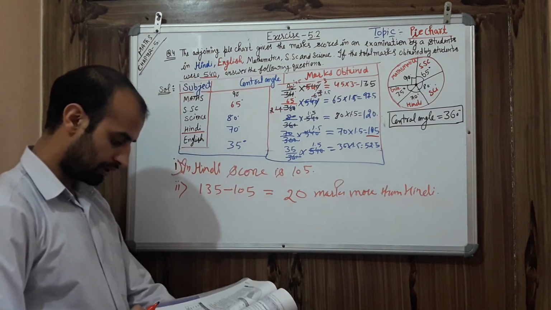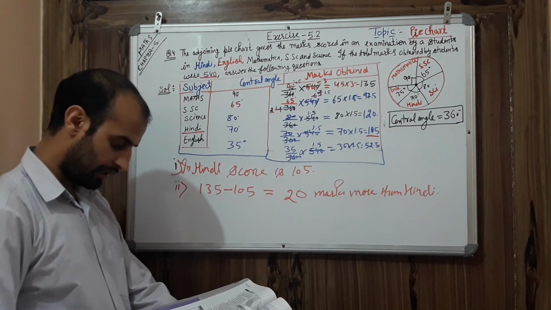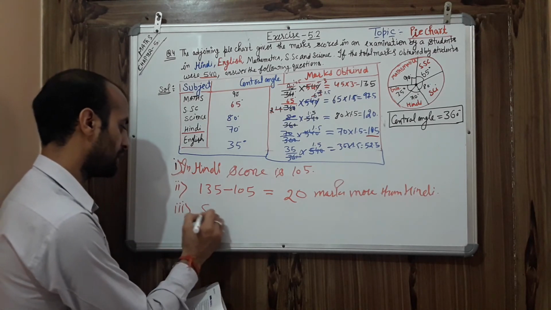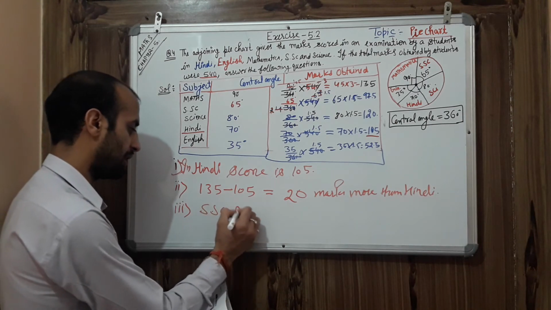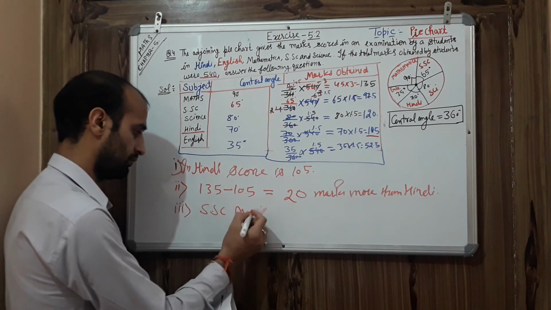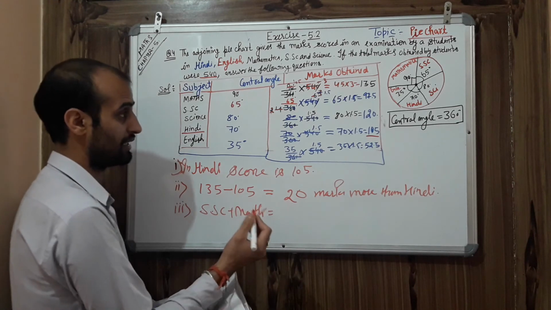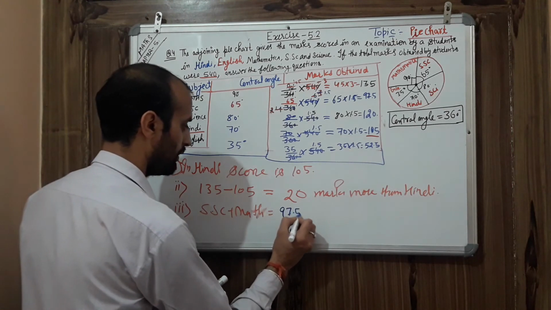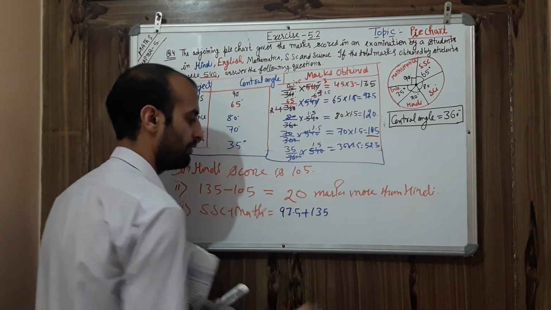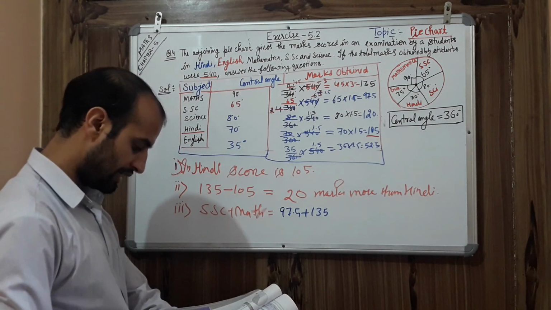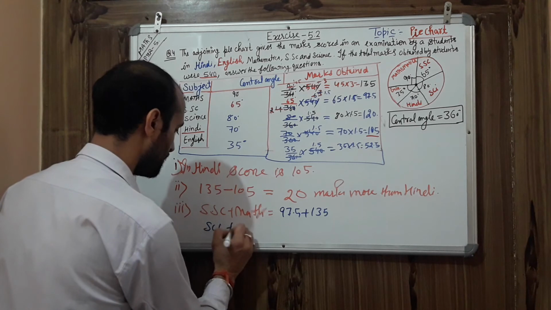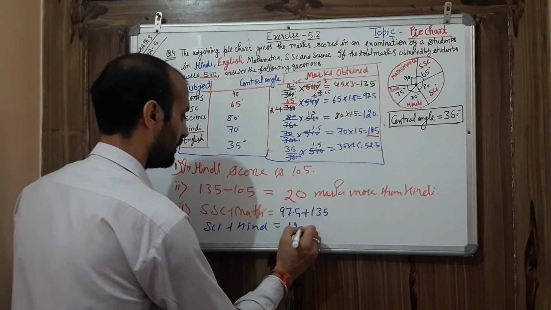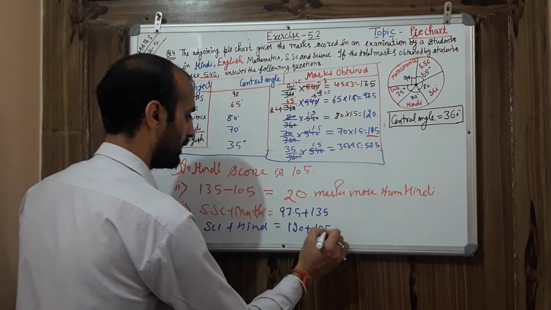Next question you have, question number 3. Examine whether the sum of the marks obtained in social science and mathematics is more than science and Hindi. Third is the addition of SSC and math. SSC plus math. So SSC marks you need to write first. SSC marks is 97.5 and in mathematics it is 135. Then science plus Hindi. Science marks is 120 and Hindi marks is 105.